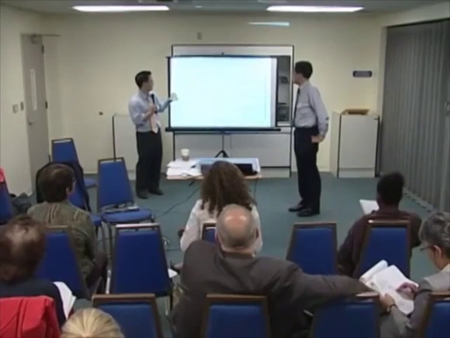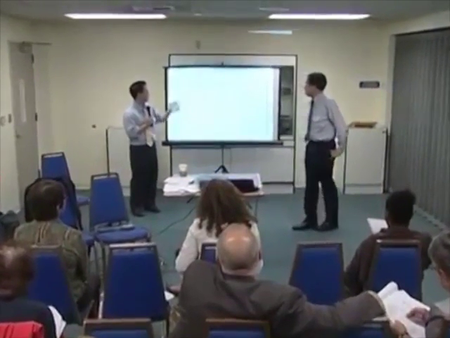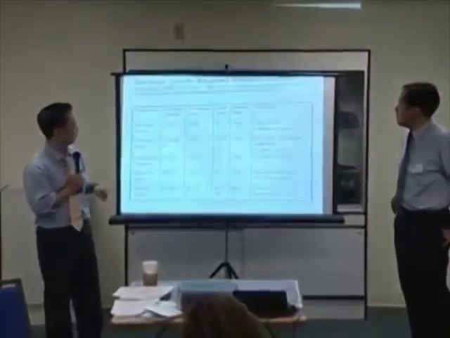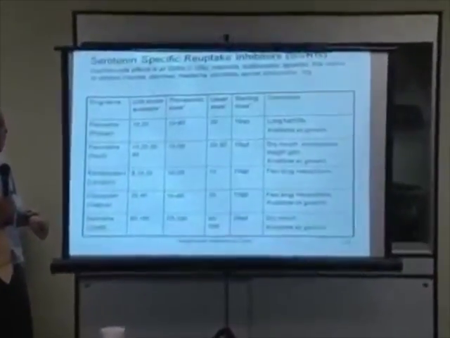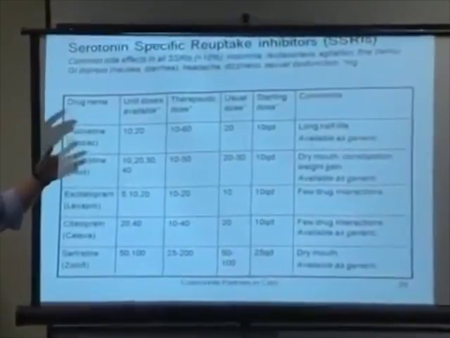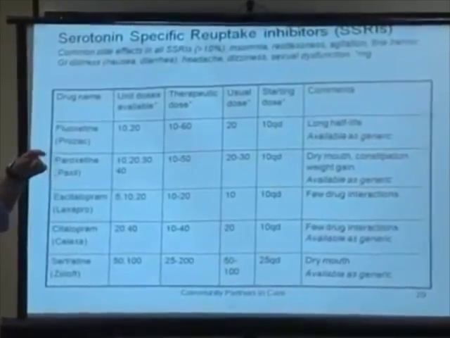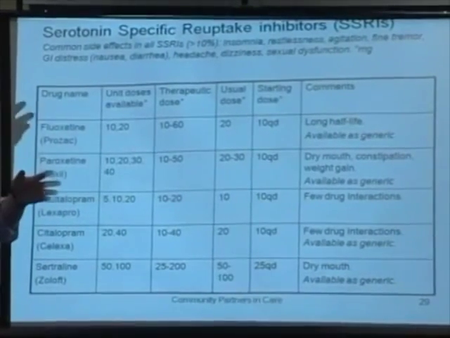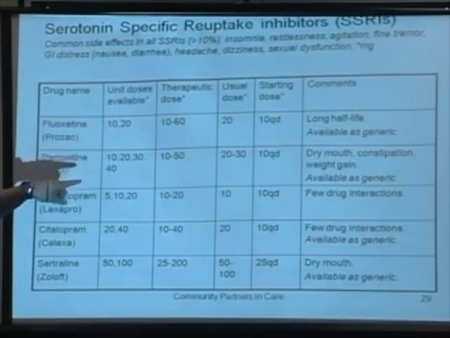Prozac, fluoxetine, you get 10 and 20 milligrams. The therapeutic dose is between 10 and 60. Usual starting dose is 20 milligrams. You can start on 10 milligrams. It's got a long half-life, so it generally tapers itself, but some people do have withdrawal effects. It's available as a generic, so that's nice. So it's cheap. It's $4 a month, as I like to tell people.